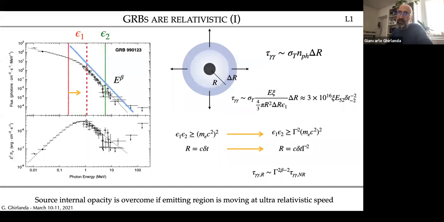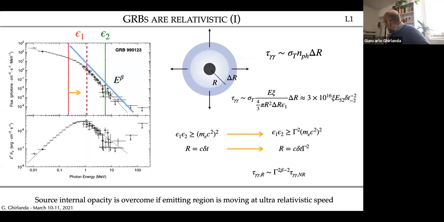By using this transformation and representing the high energy part of the spectrum, which is the one affected by this gamma-gamma interaction, by energy epsilon to the power beta, you end up with this relation between the opacity in the relativistic case and the opacity in the non-relativistic case, the one that we computed before, which is this one. And you see that there is a relation times a factor, which is gamma to the power 2 beta minus 2. For a beta which is typically around 2, you have gamma to the minus 6 here, which reduces substantially the opacity.